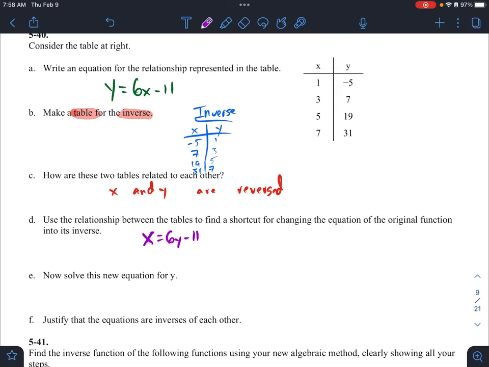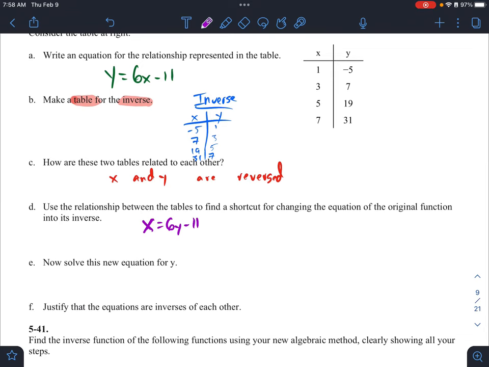And now we're looking to solve this, okay? And so I'm going to just do this underneath. Add 11 gets me x plus 11 equals 6y, and divide by 6. So I have y equals (x plus 11) over 6. And this is my inverse. So I could say f inverse of x is (x plus 11) over 6.